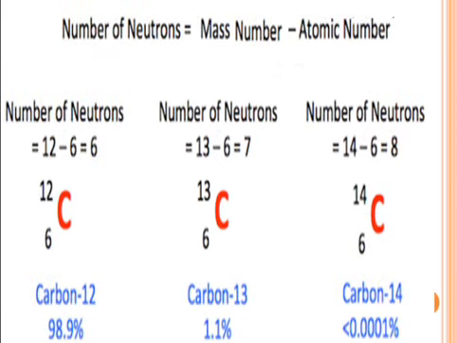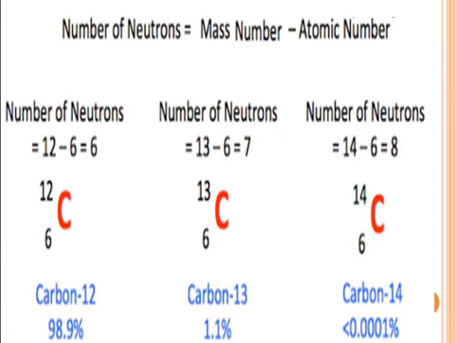Now let us see another example, the isotopes of the element carbon. There are 3 isotopes of carbon. In your book, 2 isotopes are given, one with mass number 12 and one with mass number 14. But there are 3 isotopes of carbon with mass number 12, mass number 13 and mass number 14, but their atomic number, their number of protons and their number of electrons are the same, that is 6.